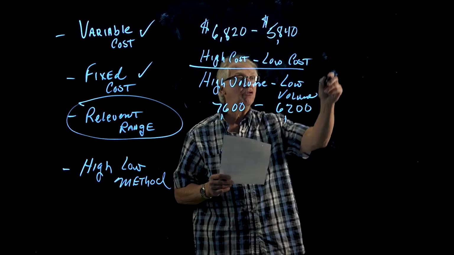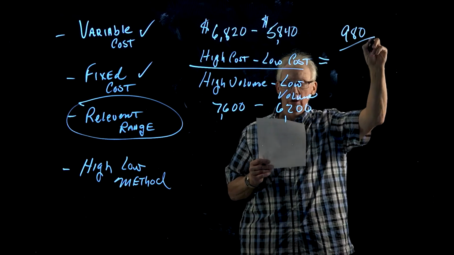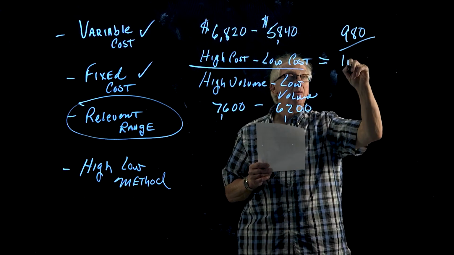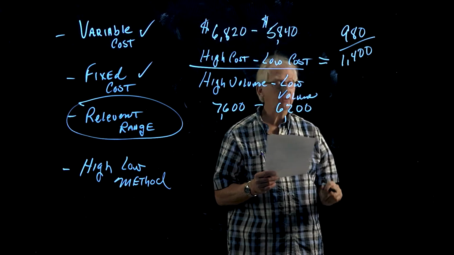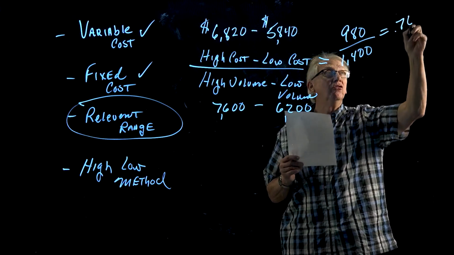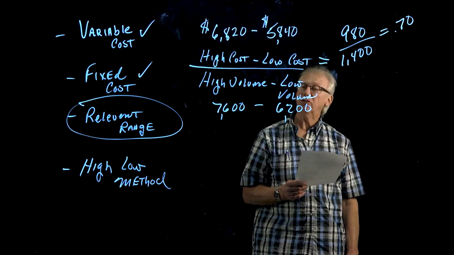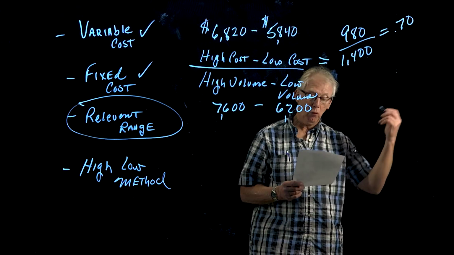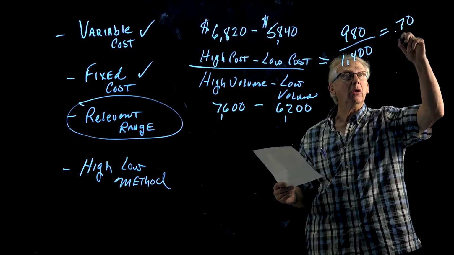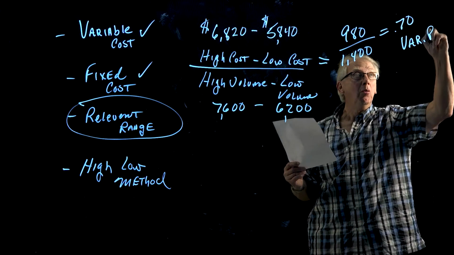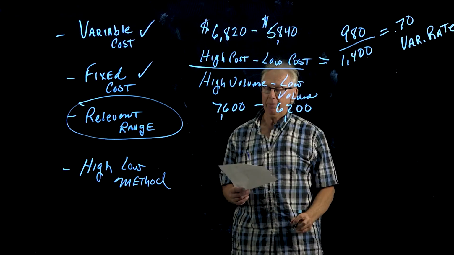So let's solve the equation. That minus that is 980 over 1,400. And if I take the 980 over the 1,400, I should get 70 cents, 0.70. Okay, 70 cents a snow cone is the variable rate. So this equation gives you what's called a variable rate. 70 cents is your variable rate.